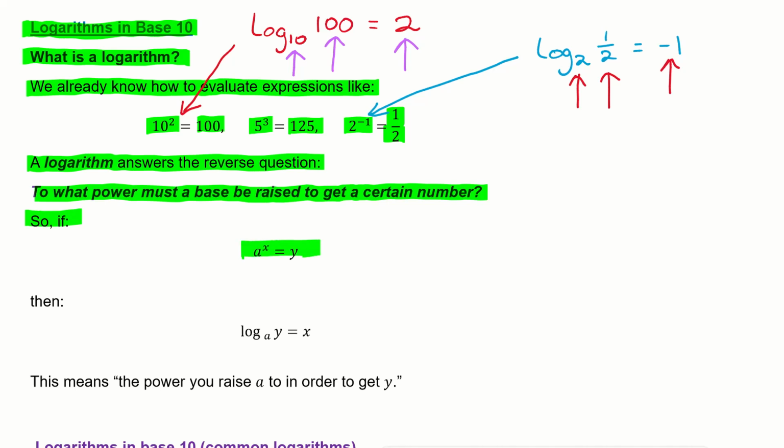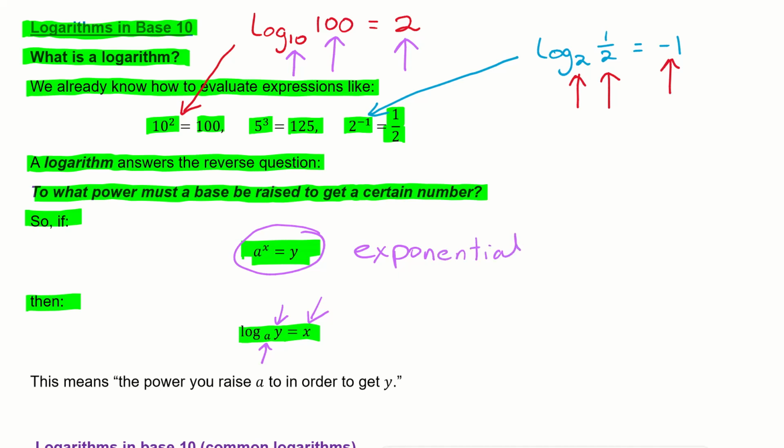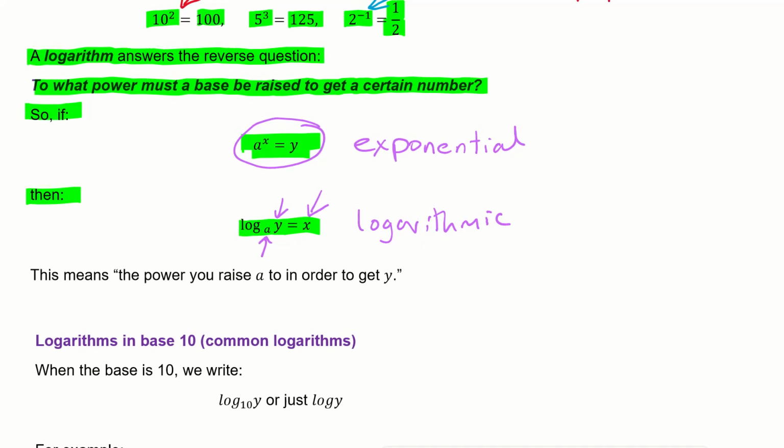So if a to the x is equal to y, then an equivalent logarithmic statement is log to the base a of y is equal to x. What it's saying is, in order to get y, I have to take the base a and raise it to the power x, which we can see here. This is the exponential form of the statement, and this is the logarithmic form of the statement. It just means the power you raise a to in order to get y.